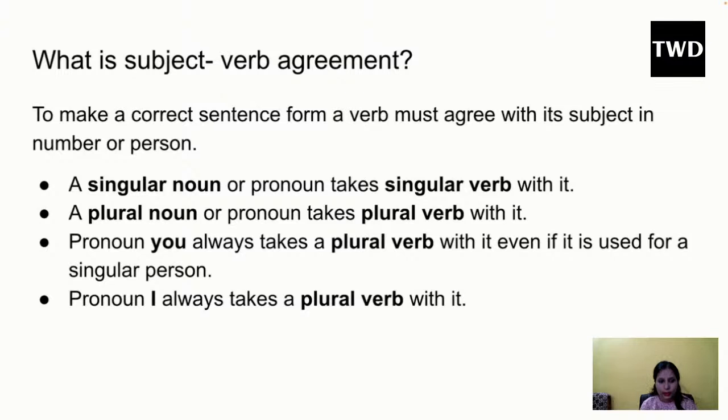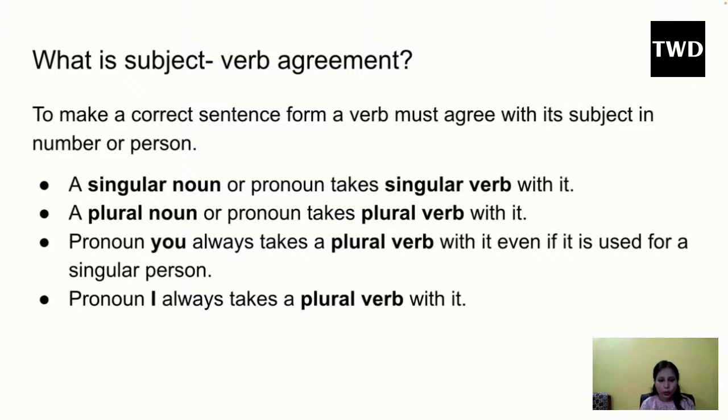Plural noun, boys. Okay, it will always take a plural verb. What is a plural verb? When we are not adding s to our verb, that becomes plural. The boys walk to the school every day. Yes, understood. So you have to use s once, either with the noun or with the verb. You cannot use two s's together, or leave both of them without s. So in either of the two you have to use s.